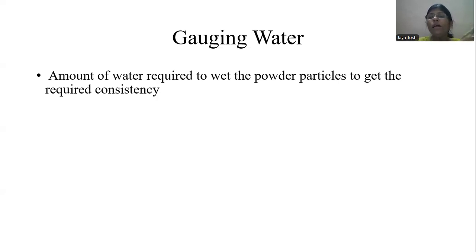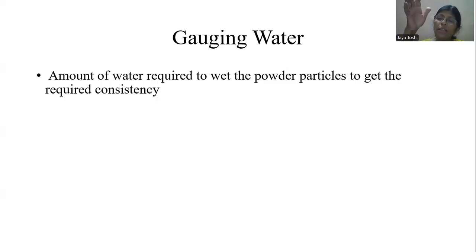So gauging water is the amount of water which is required to wet the powder particles to get the required consistency. Now, this much water is not required for the setting reaction. Water required for converting the hemihydrate to dihydrate is less than the gauging water. So the remaining water is called excess water, and it remains in between the growing crystals or in between the dihydrate crystals which have been formed. And this excess water over a period of time is evaporated, leaving porosities in the mix. So that is the concept of gauging water.